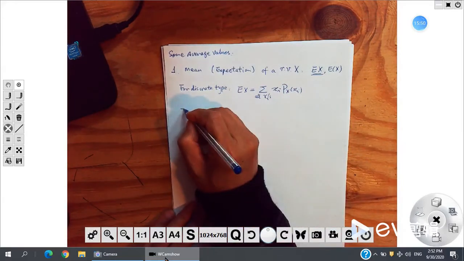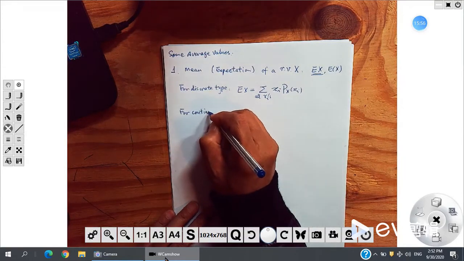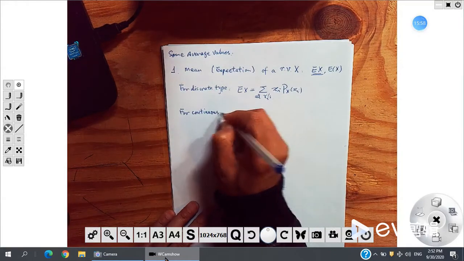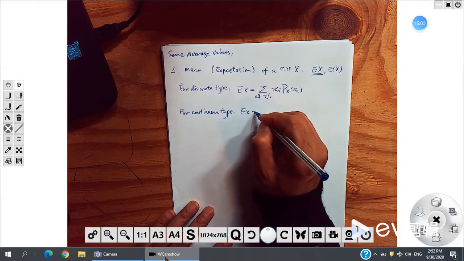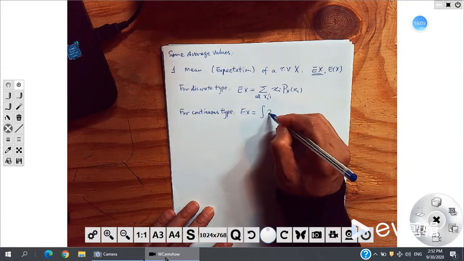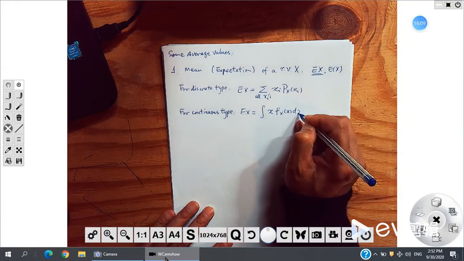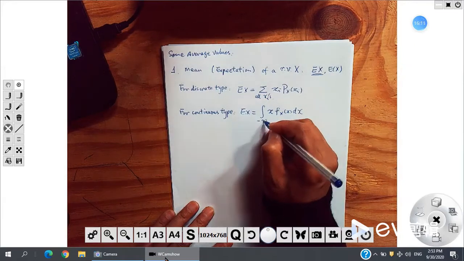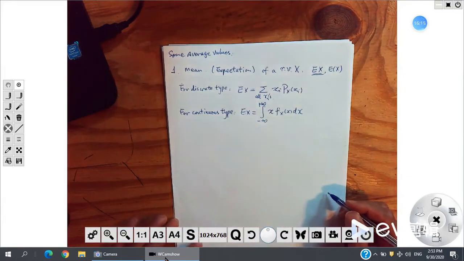And for continuous type, EX is the integral of x times fx of x dx. Here it is from negative to positive infinity. So we have these two. These are definitions.